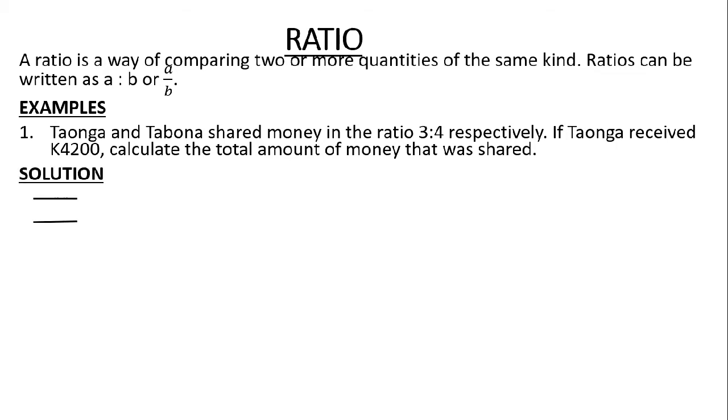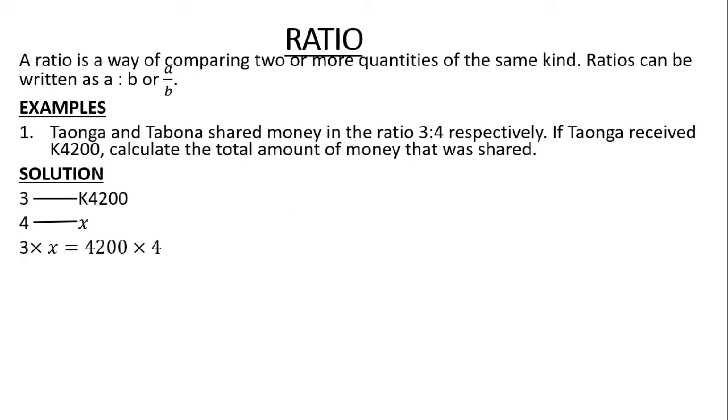So, the 3 belongs to Taonga and the 4 belongs to Tabona. So we are going to say 3 to 4,200, 4 to X. We don't know what Tabona got. From here, we are going to cross multiply. So we'll say 3X is equal to 4,200 times 4.